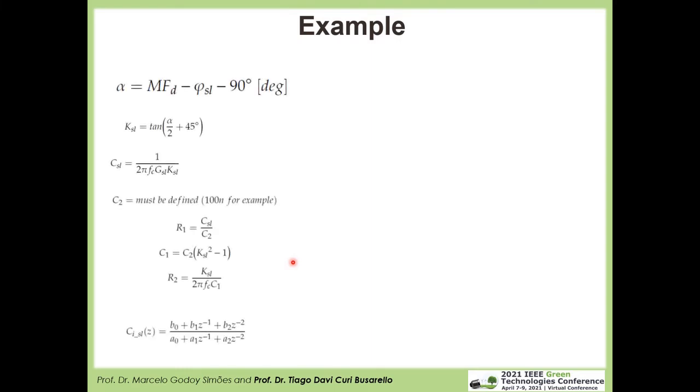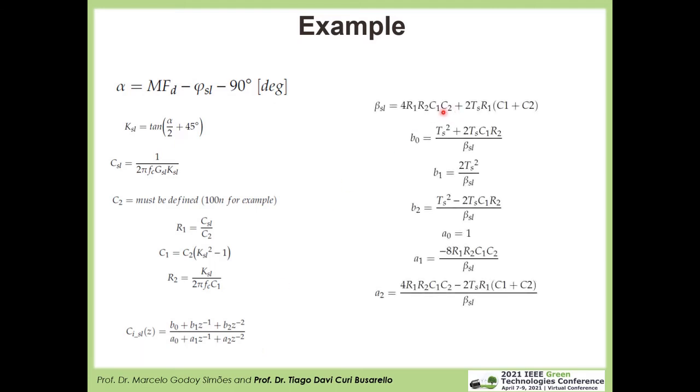After getting these values, we need to compute a lot of equations. Start with the integral single lead controller. The first step now is to compute alpha, which is the angle that the controller must advance. This parameter is the desired phase margin that we want in our system. Later we compute the key factor, and then we compute some constants. At the end, we get this transfer function, which is our integral single lead controller. And these are the final equations to compute the coefficients of our controller.